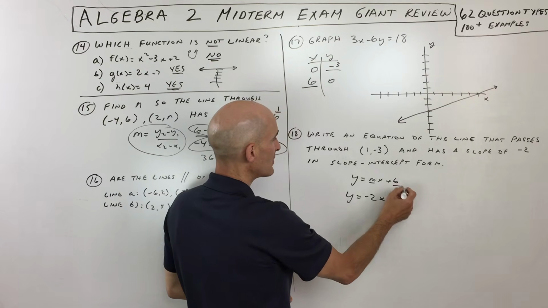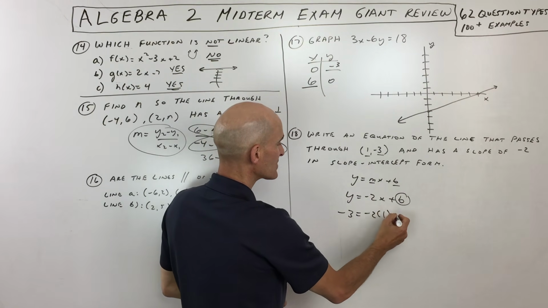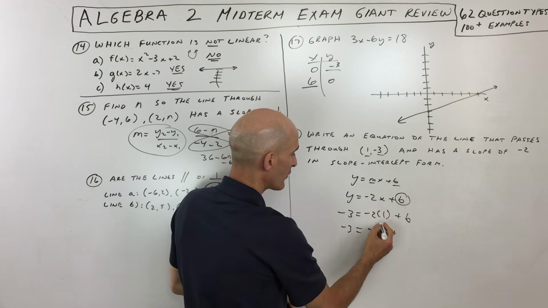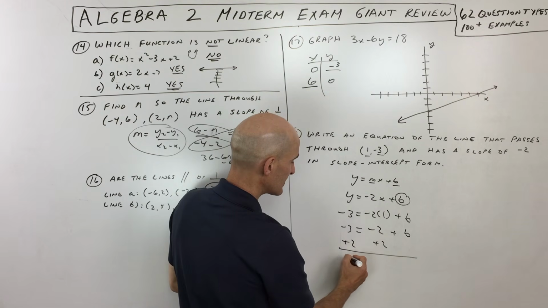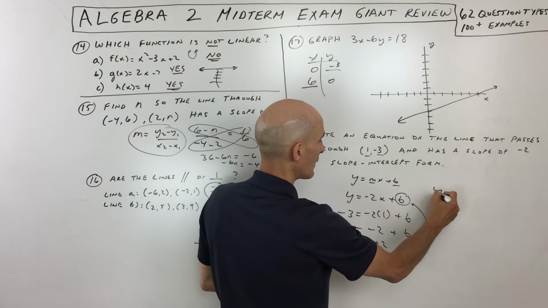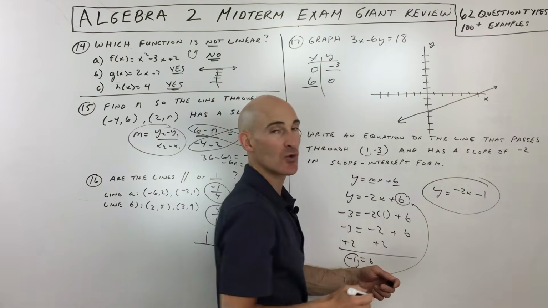Now we have to solve for b, and you can see they're giving us y is negative 3 when x is 1. So if we solve this, we get negative 2, okay, here, and if we solve for b by adding 2 to both sides, you can see that this comes out to b equals negative 1. So all we have to do is put that back in here, and we've got y equals negative 2x minus 1, and that's the equation of our line.